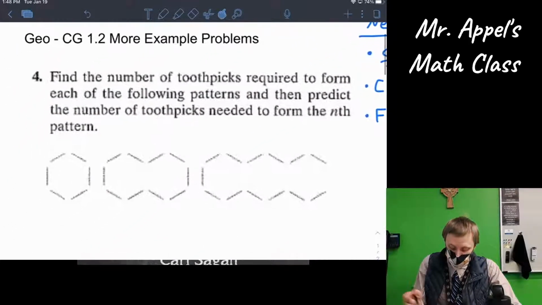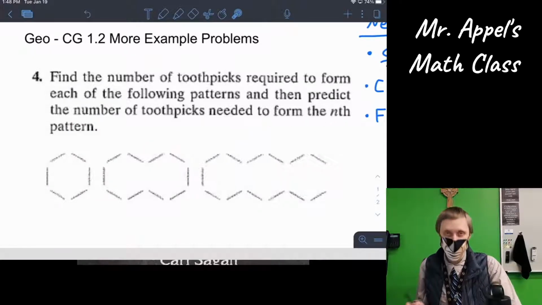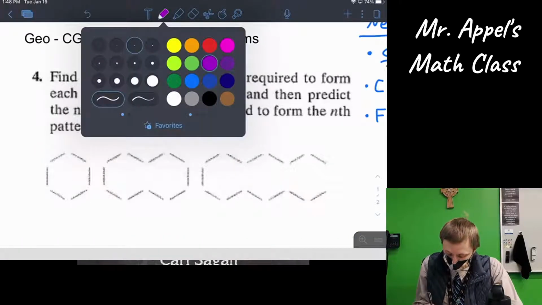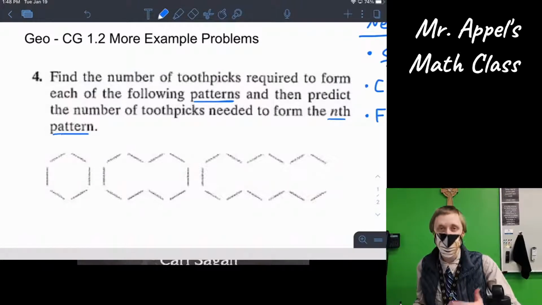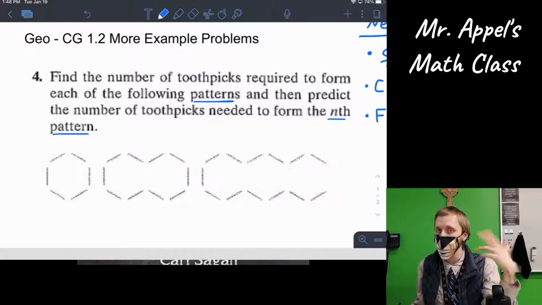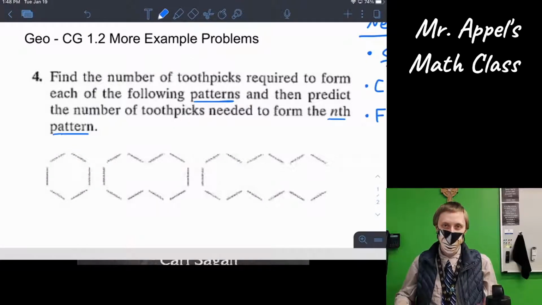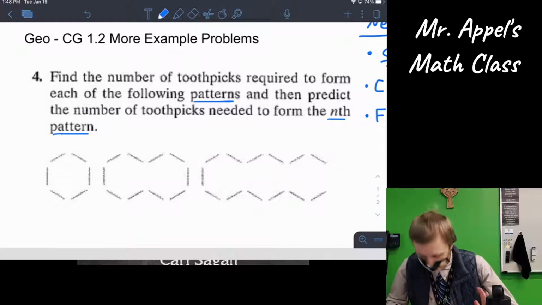Our first problem. We are to find the number of toothpicks required to form each of the following patterns, and then predict the number of toothpicks needed to form the nth pattern. Well, already I'm picking up, it said patterns, nth pattern. It's got the word pattern in it, okay? If you can't figure out that you need to use the find a pattern strategy for this one, you need to go back to 2nd grade and learn some basic vocabulary all over again, okay? It's got the word right there.